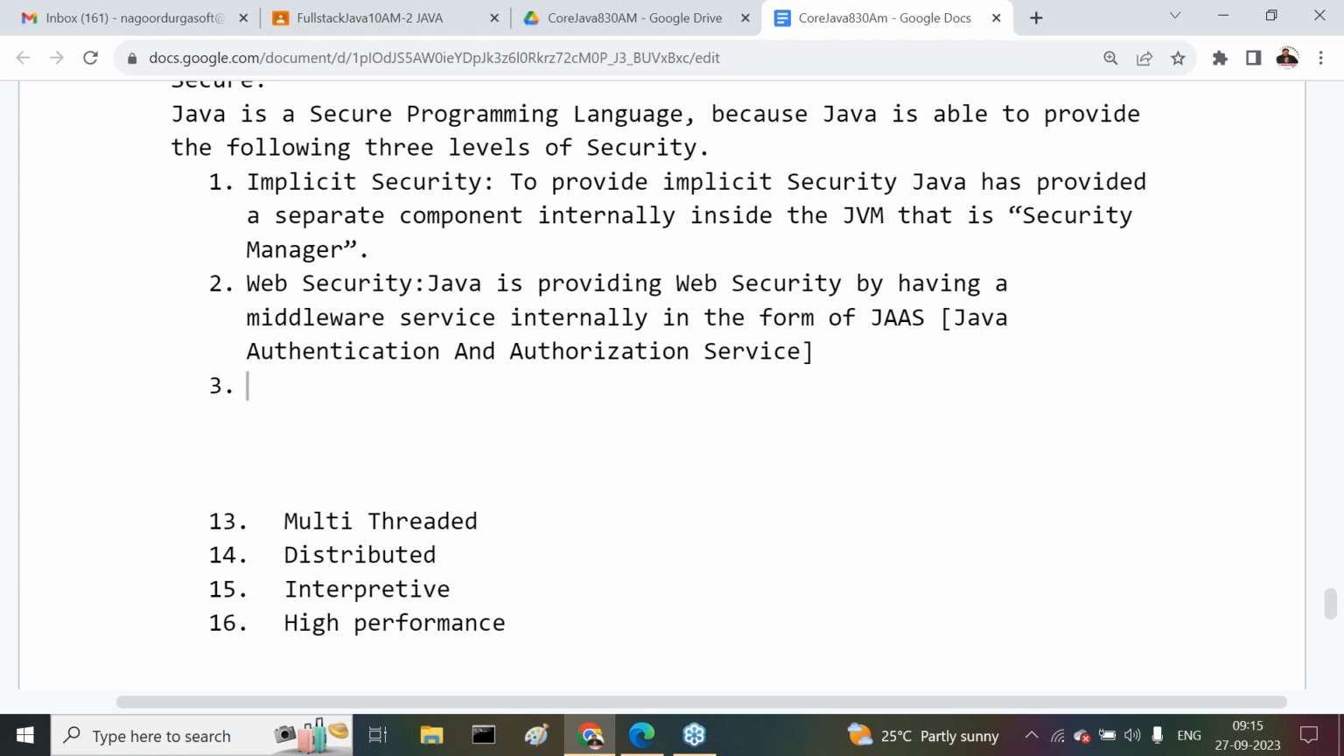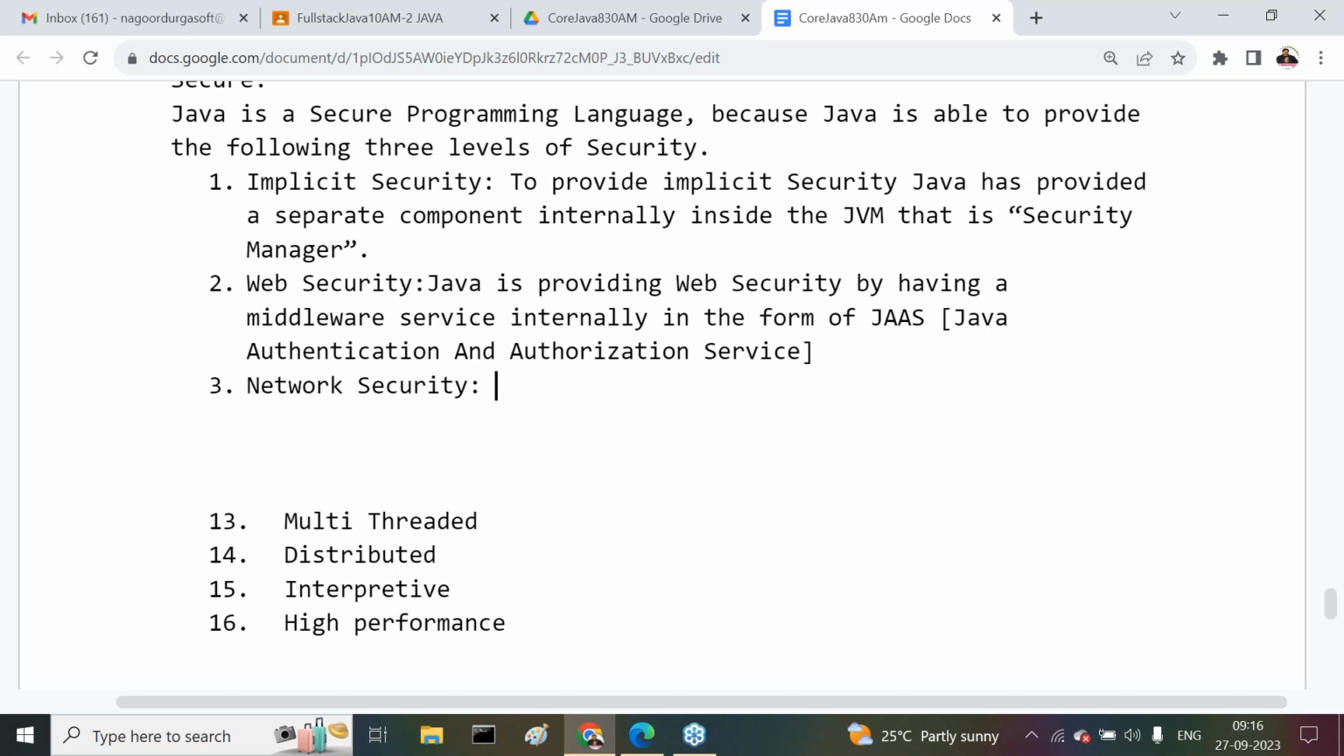Then after this, the third one is network security. What is this network security? How is it possible to provide this network security? If you understand this point clearly, the answer is very clear. Security must be applied to the data while transferring the data in the network. While transferring the data in the network, if we provide security for the data, then that security is called network security.